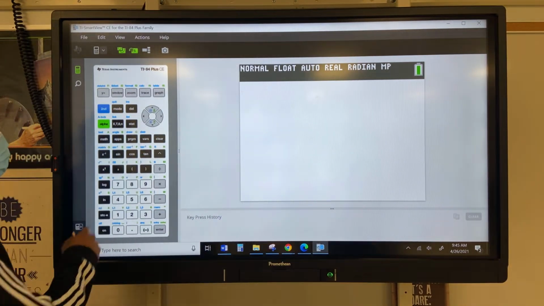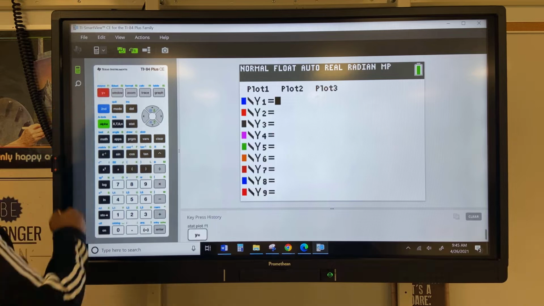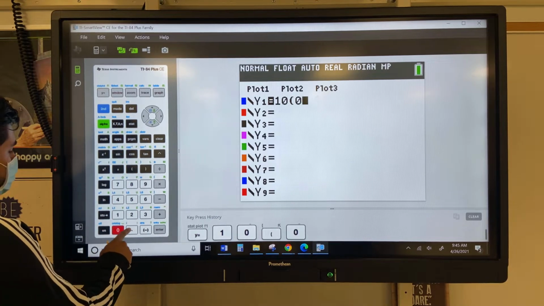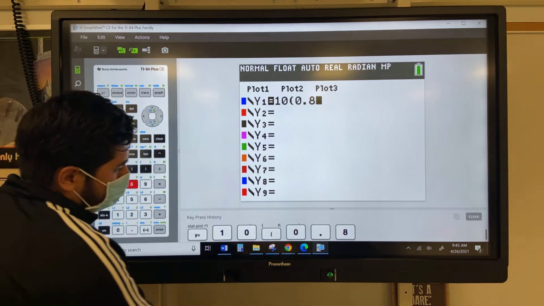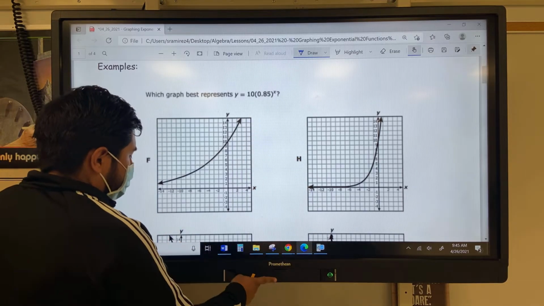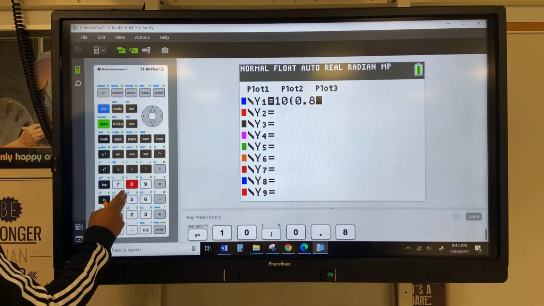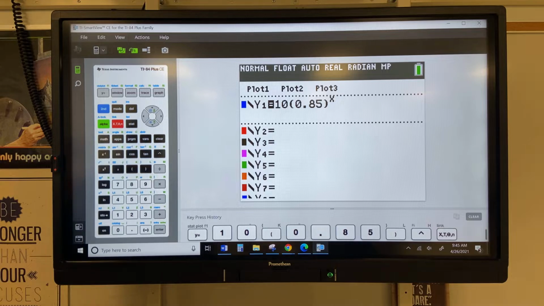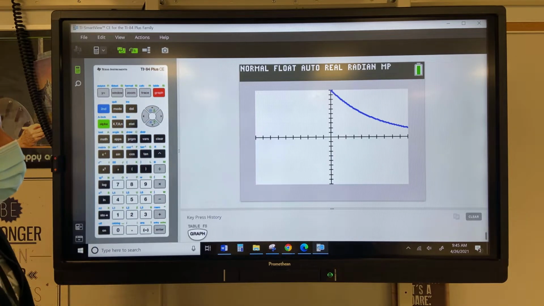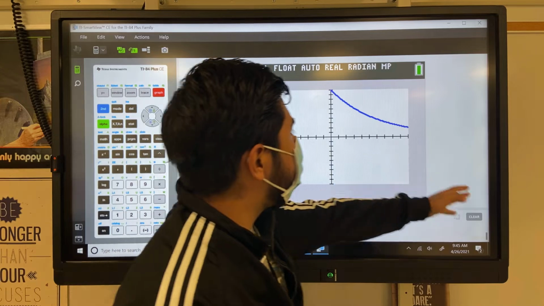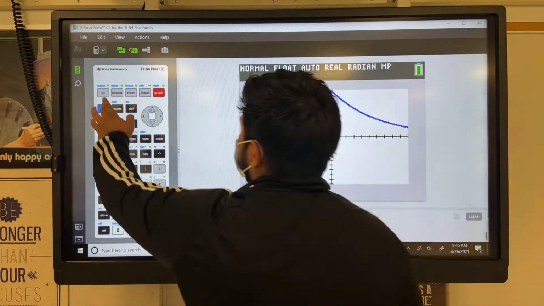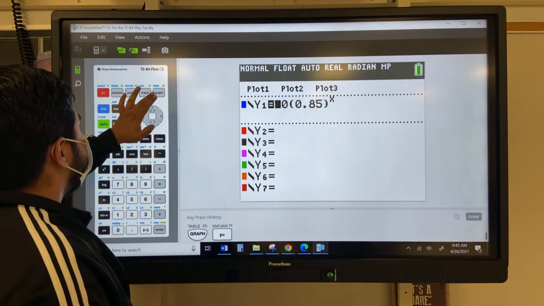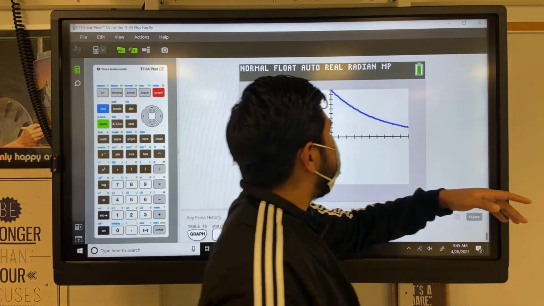Following the direction I put, you click y equals, which is here in the corner. Y equals 10 parentheses 0.8 parentheses up to the power of x. Right here we can graph it. Okay, so right away we see that it's going downward like that. Let me make sure I put it in correctly. 10, boom, boom, boom. So it looks good. Graph, so it's going down like that.